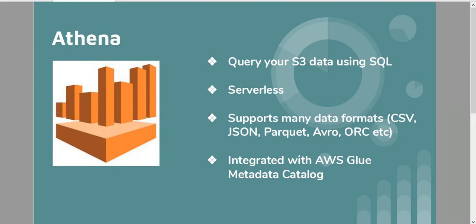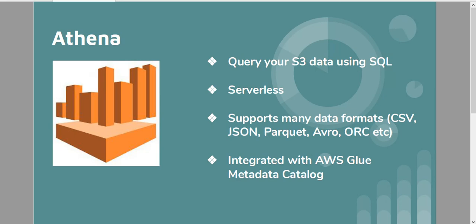Another advantage is Athena is serverless. You need not deploy any servers or clusters to use Athena. You just upload your data to S3, create a table and start performing your queries directly in AWS Athena. This is different from AWS Redshift, where you have to provision clusters. Athena also supports many data formats. You can upload data to S3 in formats like CSV, JSON, Parquet, Avro, ORC, and many more. So that's one of the advantages.